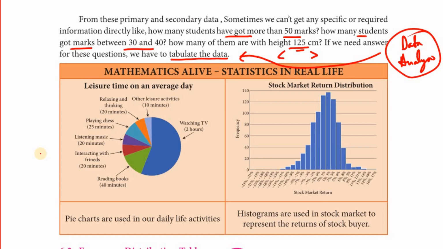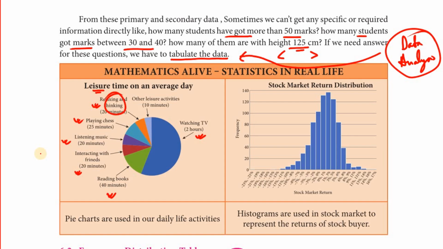Now, here are some of the real life statistics you can see around. Say pie charts are used in our daily life. See how much time you spend in your leisure period. So, leisure time of an average day: watching TV is around 2 hours, reading books 40 minutes, interacting with friends 20 minutes, listening to music 20 minutes, playing chess 25 minutes, relaxing and thinking, this is the most important point, 20 minutes, other leisure activities 10 minutes. Okay. So, more or less.